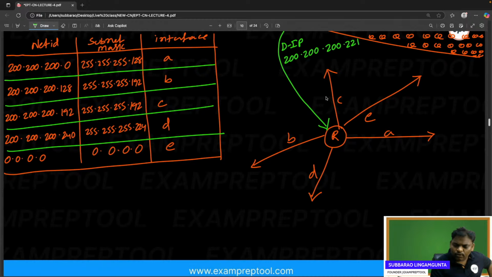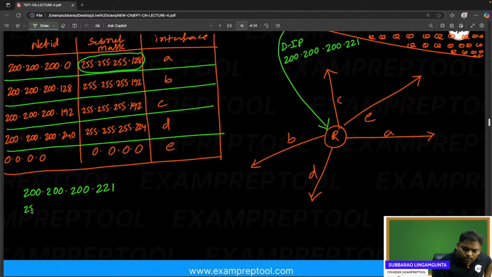After going to the first row, it takes whatever subnet mask is there. See everyone now, this is the destination IP. The packet which came to the router contains this destination IP. The router goes to the routing table's first row. What is the mask there? 255.255.255.128. It is a mask.